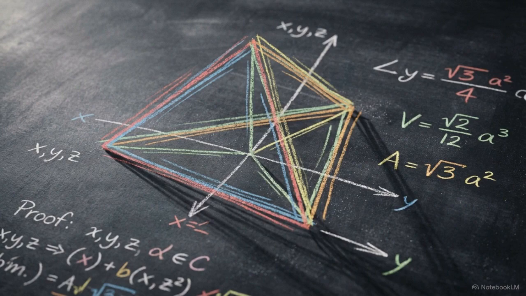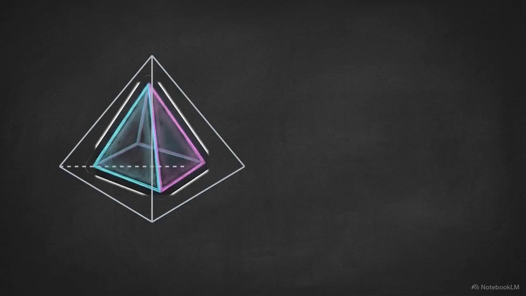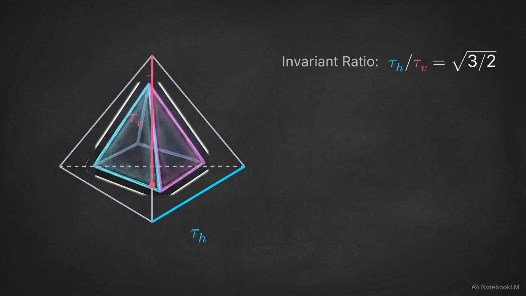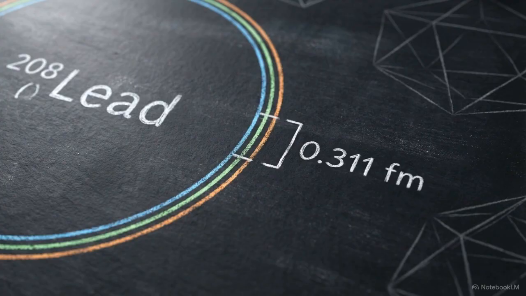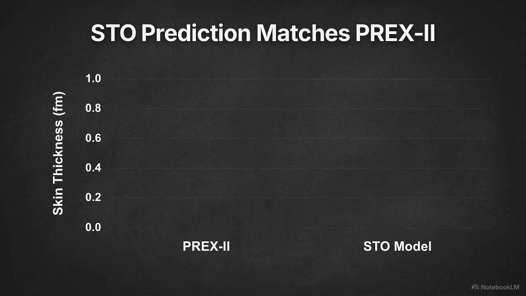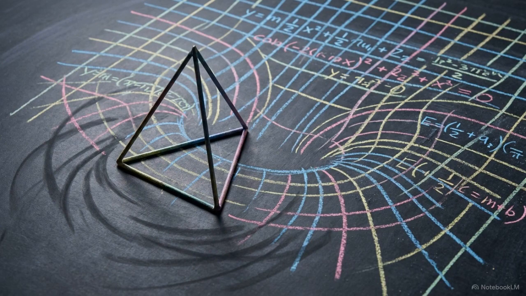To explain the discrepancy between a static geometrical lattice and a dynamic observation, STO applies the tetrahedral time dilation law. Consider a 3D regular tetrahedron. Projecting a static perpendicular height against a dynamic in-plane measure creates an invariant dilation lens of the square root of 3/2. Dividing the static lattice limit by this dilation lens yields the true observable expansion factor, 1.1547. Applying this 1.1547 projection factor to the excess neutrons in lead-208 yields a predicted physical skin thickness of exactly 0.311 femtometers. This 0.311 femtometer prediction lands perfectly within the PREX-2 experimental error band. The mathematical gap acts as a precise, predictable signature of the time dilation inherent to the geometry.